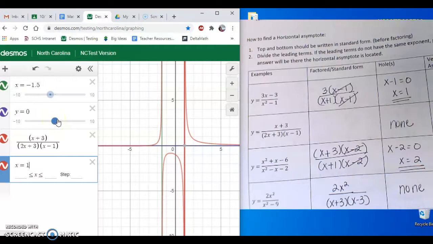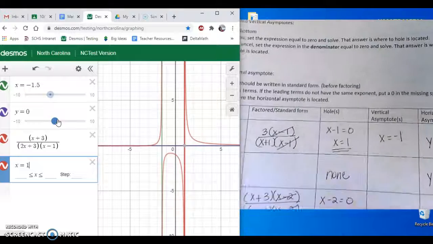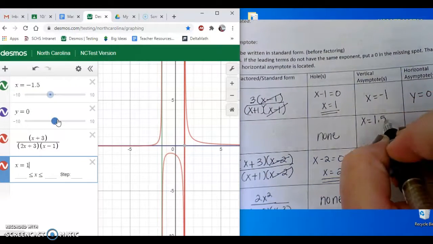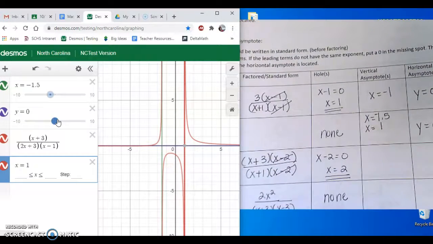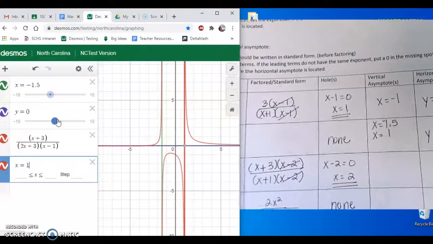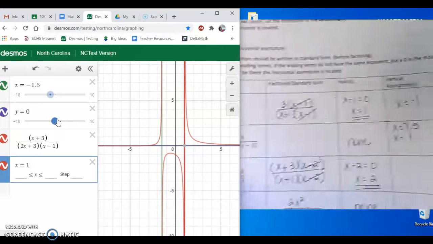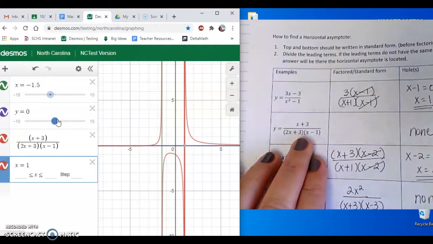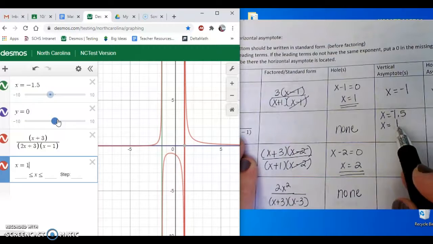So there were two vertical asymptotes. There was a horizontal asymptote. This one was kind of weird. Okay? The horizontal we said was y equals 0. And the vertical we said was x equals negative 1.5 and x equals 1. Now what I told you was the vertical asymptote is where the bottom equals 0 that's left over from factoring. If you would have set both of those equal to 0, that's what you would have gotten, negative 1.5 and 1.